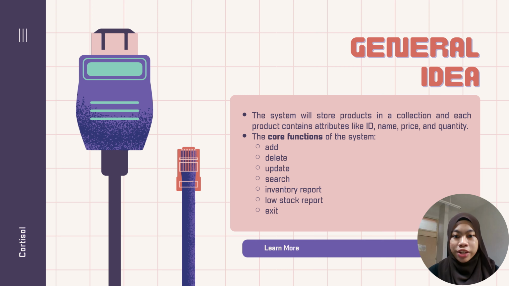Now let's move on to the general idea of the system. The system will store product in a collection where each product contains important attributes such as ID, name, price, and quantity. The core function of the system include adding new products, deleting existing ones, updating product information, and searching for specific items. Additionally, the system can generate inventory reports and low stock reports, which help users monitor their inventory levels. Finally, user can exit the system once they are done managing their data. In summary, this system provides a complete set of basic tools for efficient inventory management.